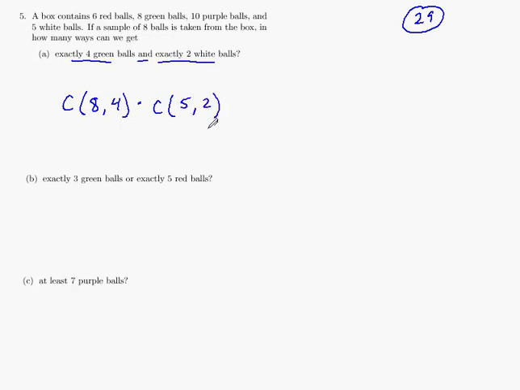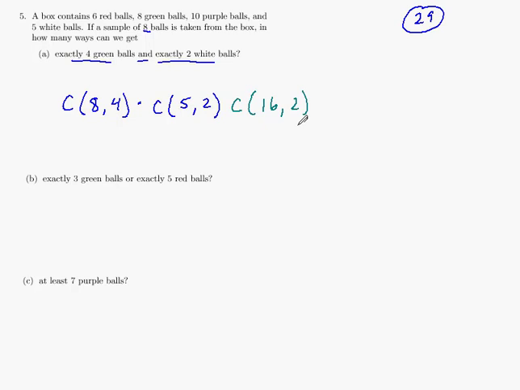We want 2. If we look at the last 2 numbers, the 4 and the 2 told us that we've selected 6 items. We wanted a total of 8. That means we need 2 more items. Those other 2 items have to come from the balls that are not green and the balls that are not white. So the red and the purple. Of the remaining 16, I need 2.